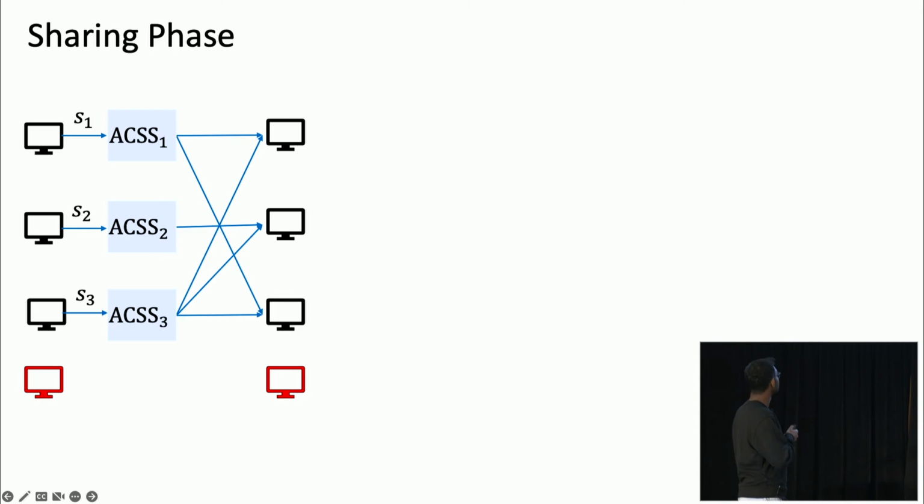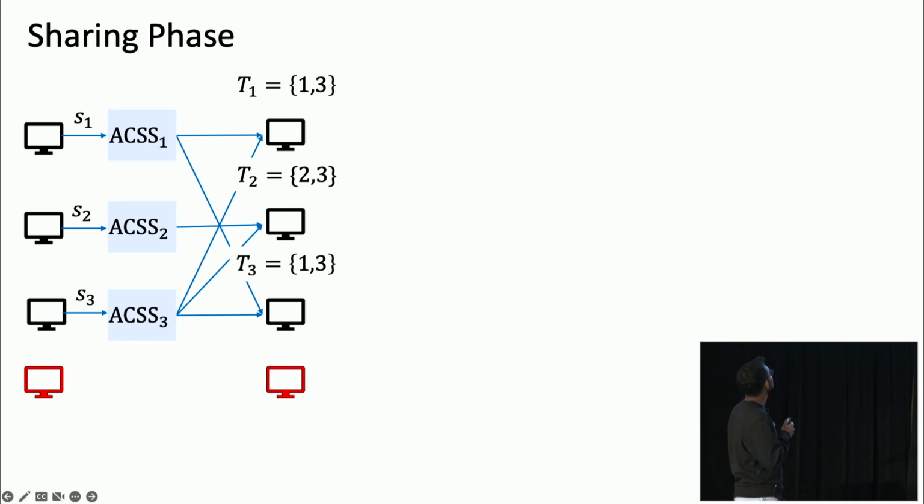OK, since we are working in an asynchronous network, different nodes might see messages in different order, and some messages might get delayed for very long. Let's say these are the ACSS instances that terminated at each node. So I denote Ti to be the ACSS instances that terminated at node i. So T1 will be 1 and 3. That means node 1 only sees that ACSS 1 and ACSS 3 terminated. Similarly, node 2 will see 2 and 3. So nodes might have disagreement on which ACSS terminated.